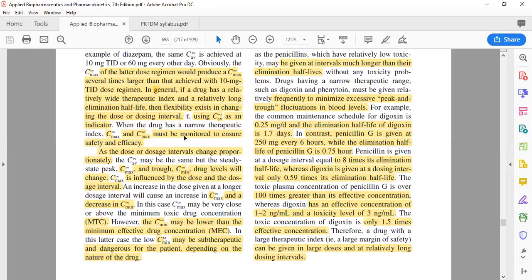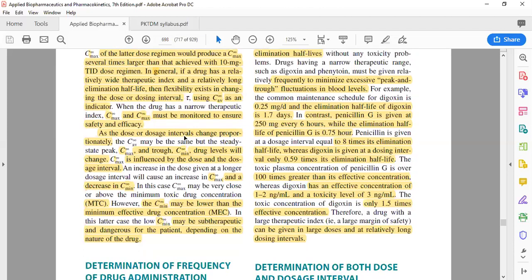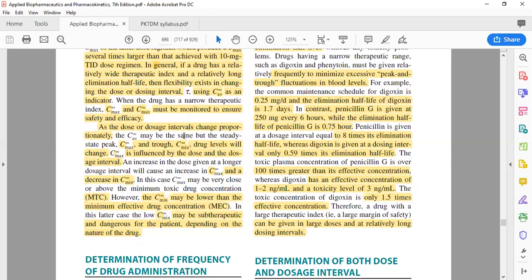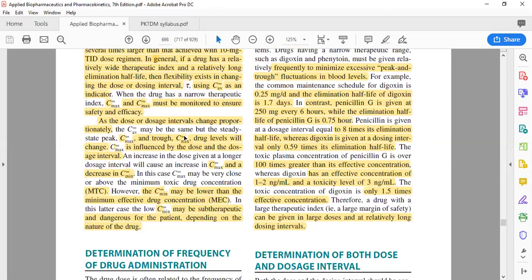Are you following me? For a narrow therapeutic index drug, if you make any fluctuation in dosage regimen or dose, you are supposed to monitor the Cmax and C minimum, and you're supposed to do TDM ideally. That is why we do TDM for those narrow therapeutic index drugs. So as the dose or the dosage interval change proportionally, the C average may be the same, but Cmax and C minimum drug levels will change. This is what we discussed.